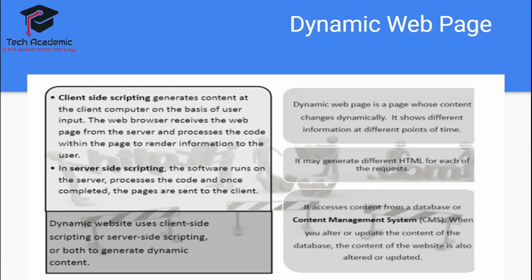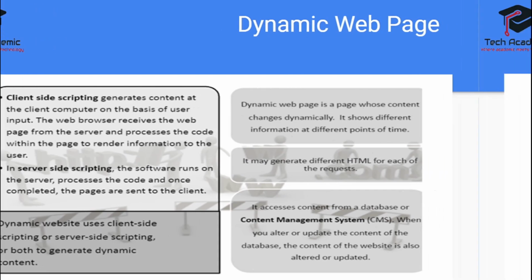But in case we want dynamic content to be generated at different times, like in case of Flipkart and Amazon, as you scroll down the page, the products are added frequently and subsequently. So this is an example of a dynamic web page. Here are a few terms and terminology mentioned about dynamic web pages. You can have a look here.